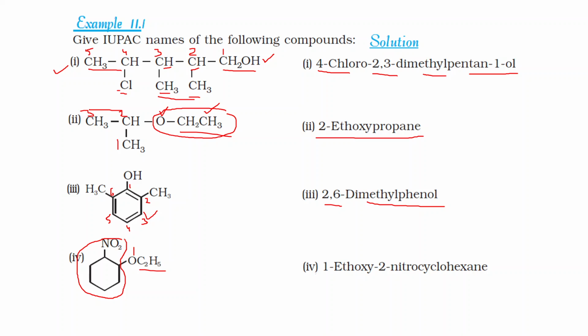Okay. Then this is smaller. This is smaller. That's why give, and this is NO2. And now NO2 and this ethoxy both are the substituents. Then give the numbering in the alphabetical order. Nitro and ethoxy. Which come first in the alphabetical order? Ethoxy. That's why this carbon is 1 and this is 2. And its name is 1-ethoxy-2-nitrocyclohexane. Okay.